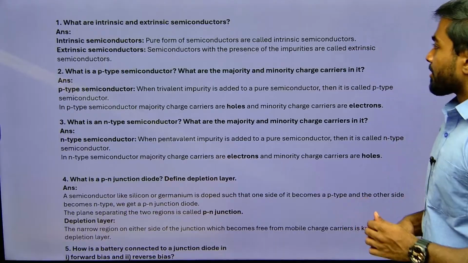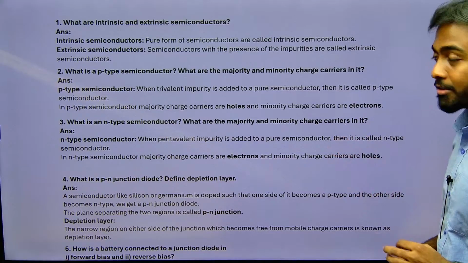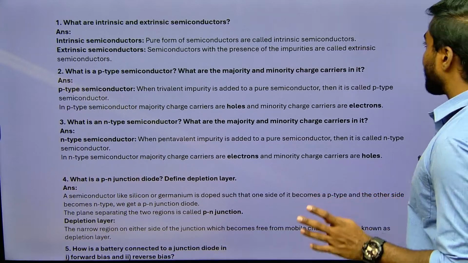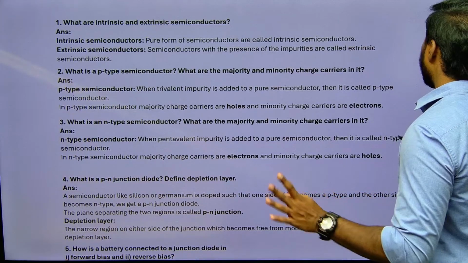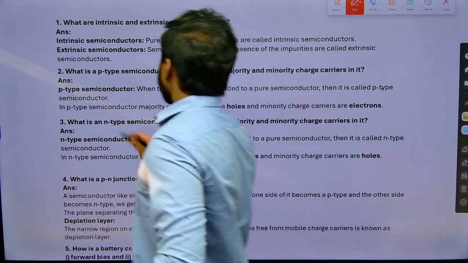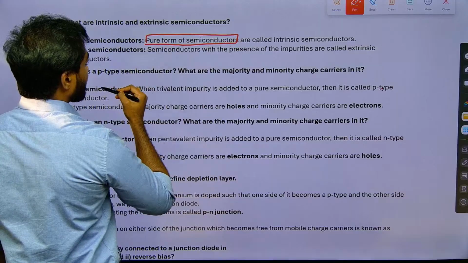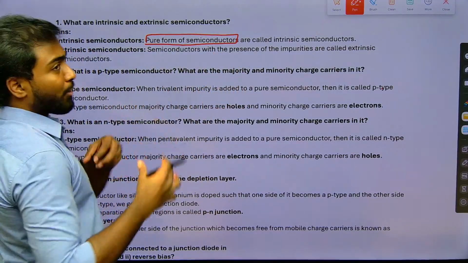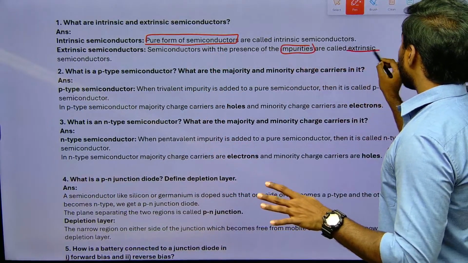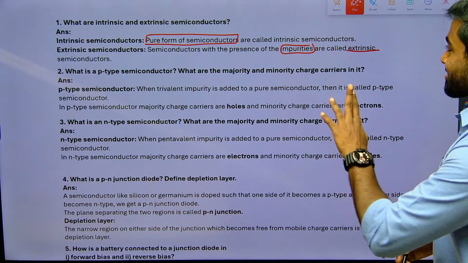When we talk about what intrinsic and extrinsic semiconductors are, the basic difference between these two is a pure form versus an impure form. Intrinsic is a pure form of semiconductor, whereas extrinsic is a semiconductor with the presence of impurities. This is the first question.